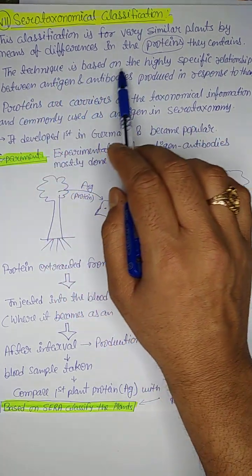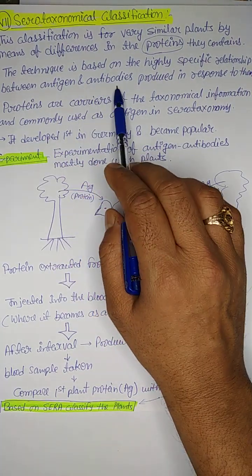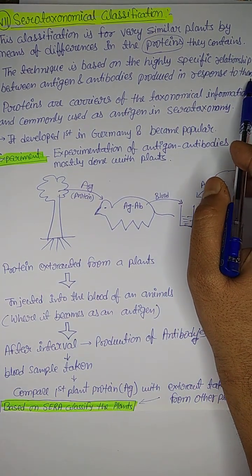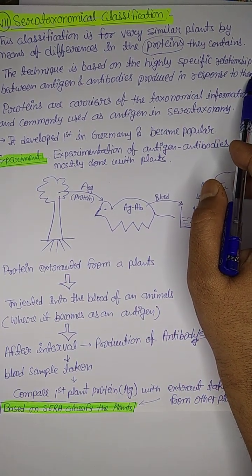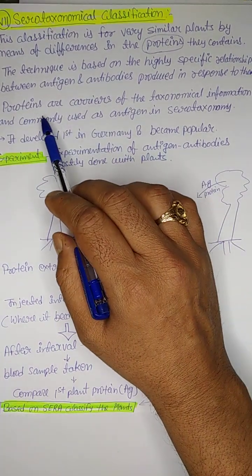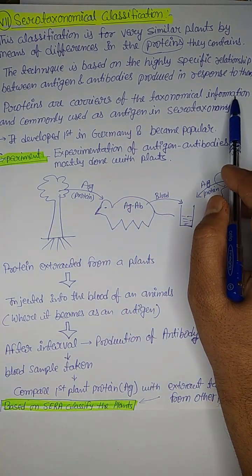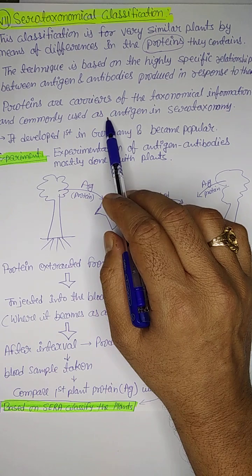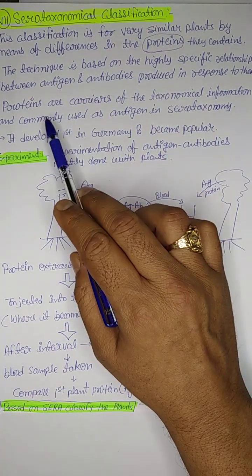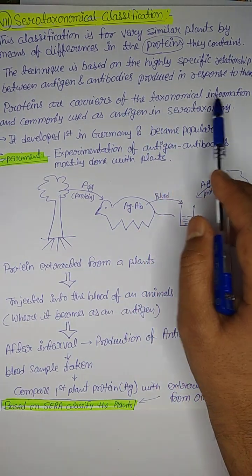The technique is based on the highly specific relationship between antigens and the antibodies produced in response to them, right? What antigen and antibody is it going to produce in the plant? Proteins are carriers of the taxonomical information, and are commonly used as an antigen in serotaxonomy, right?